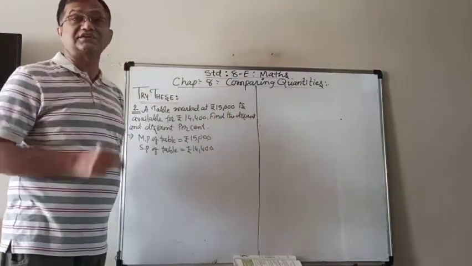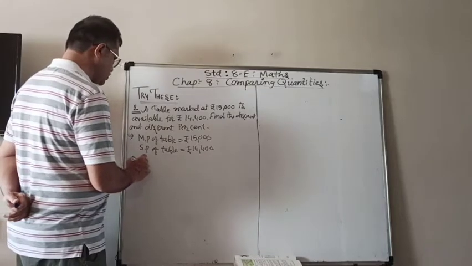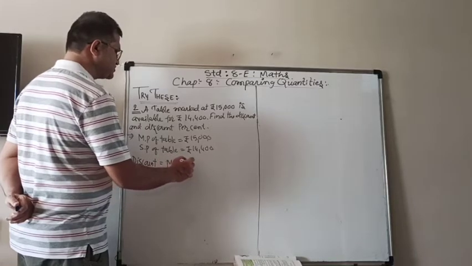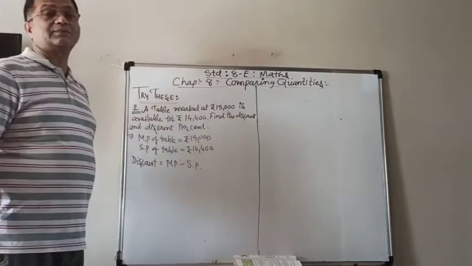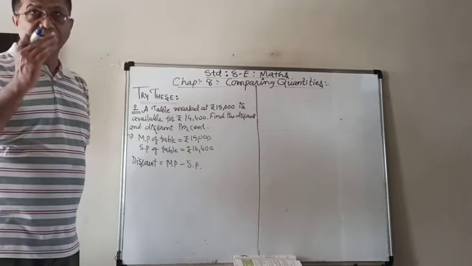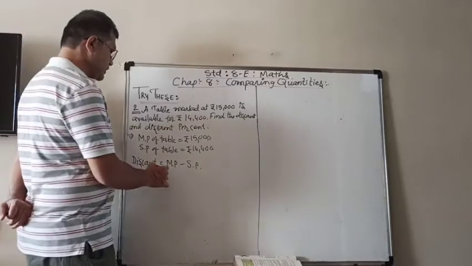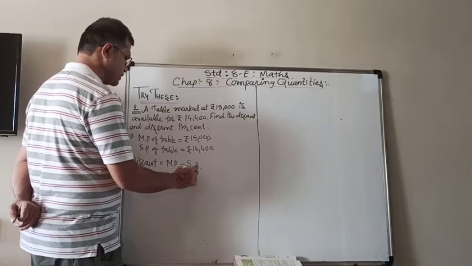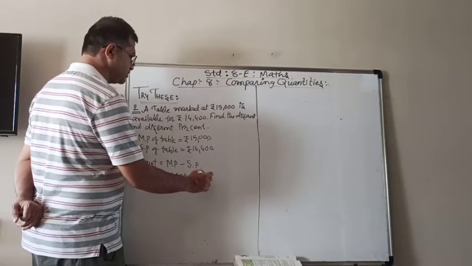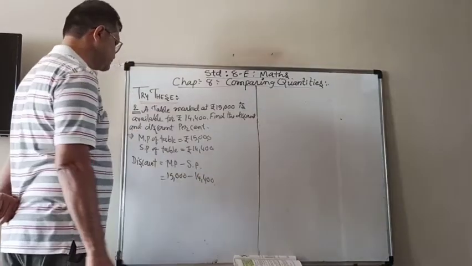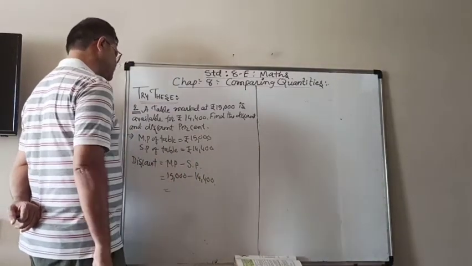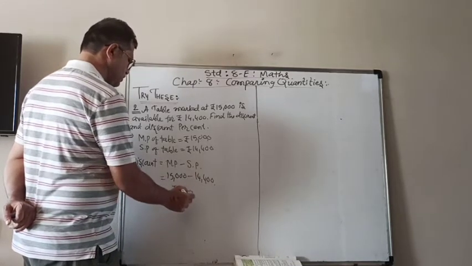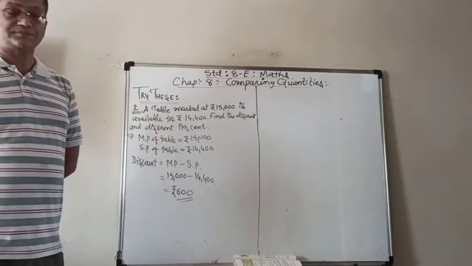So first we have to find the discount. So now discount is equal to marked price minus sale price. You know the formula? Discount is equal to marked price minus sale price. So marked price is 15,000 minus 14,400. So if you subtract here, the discount is rupees 600.